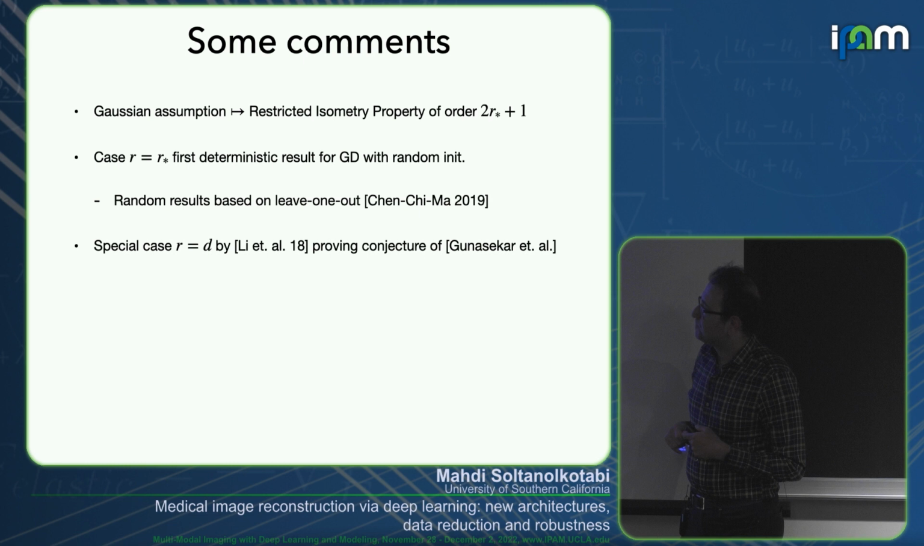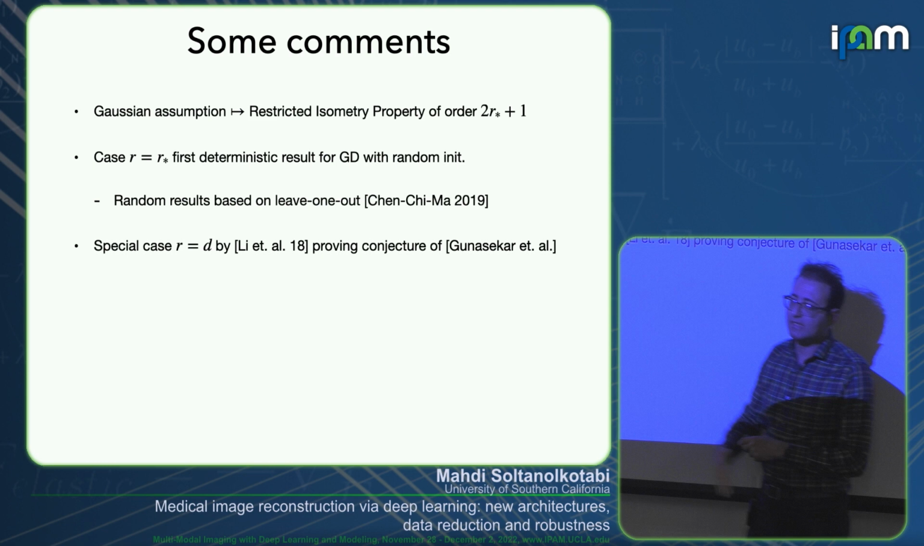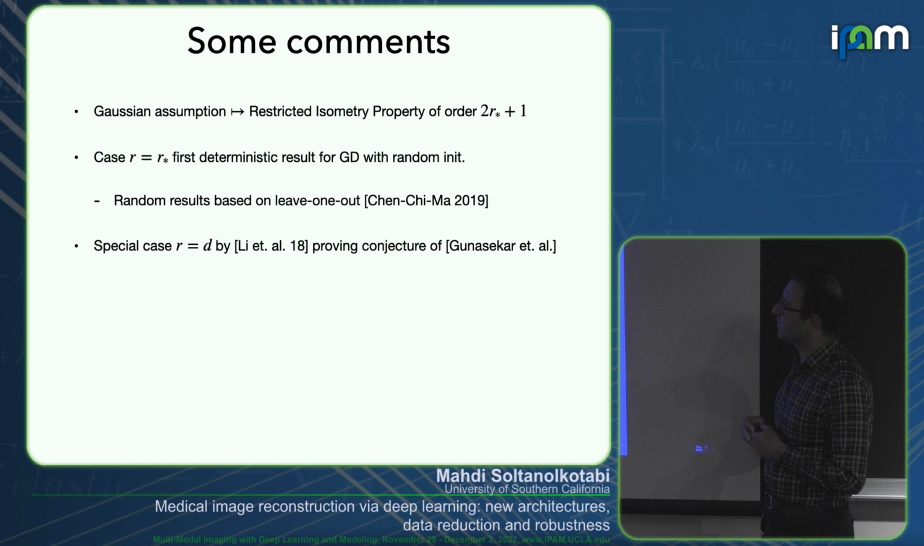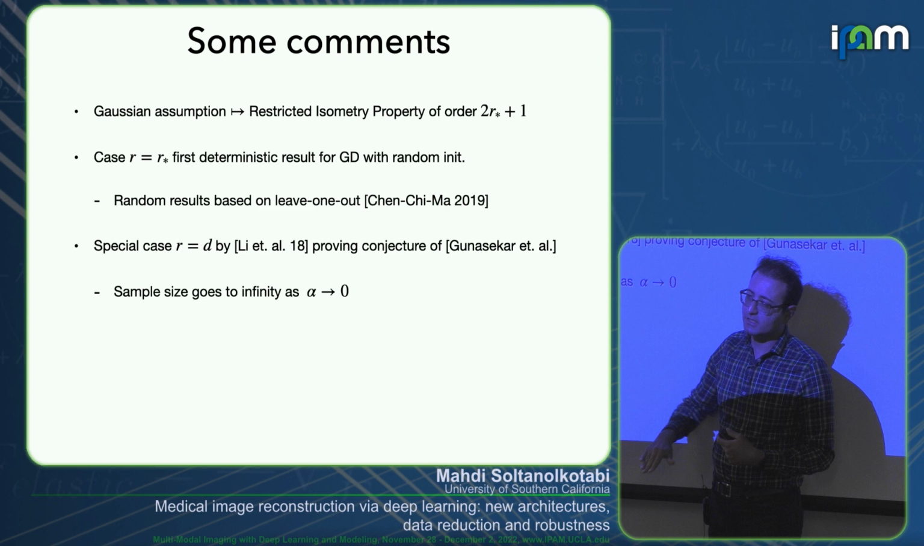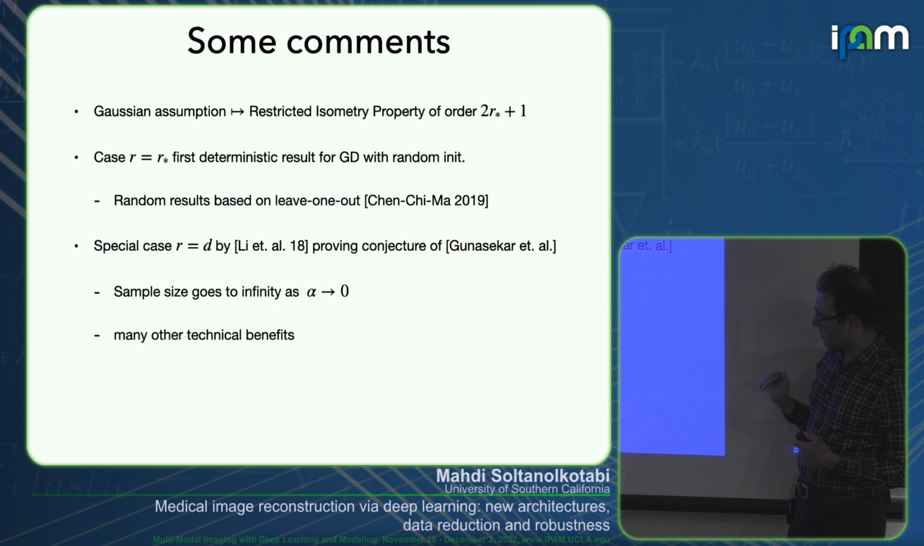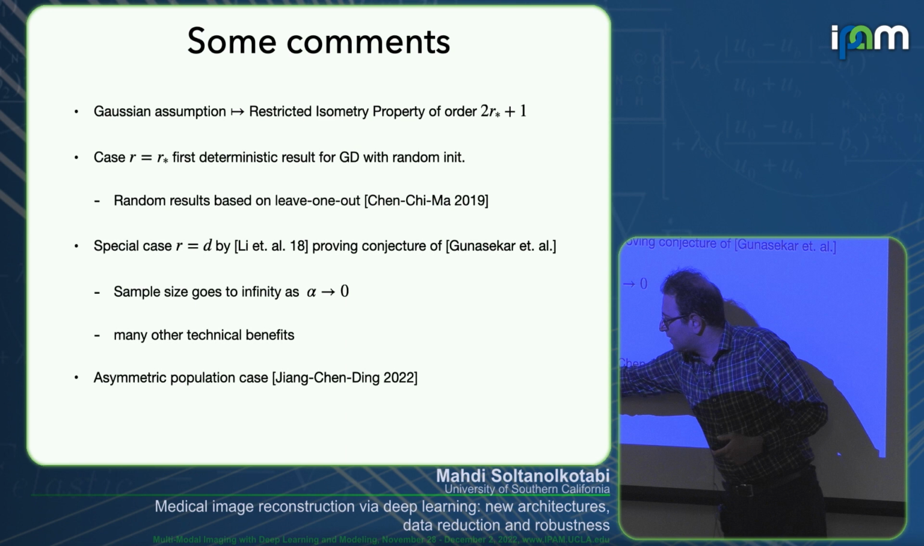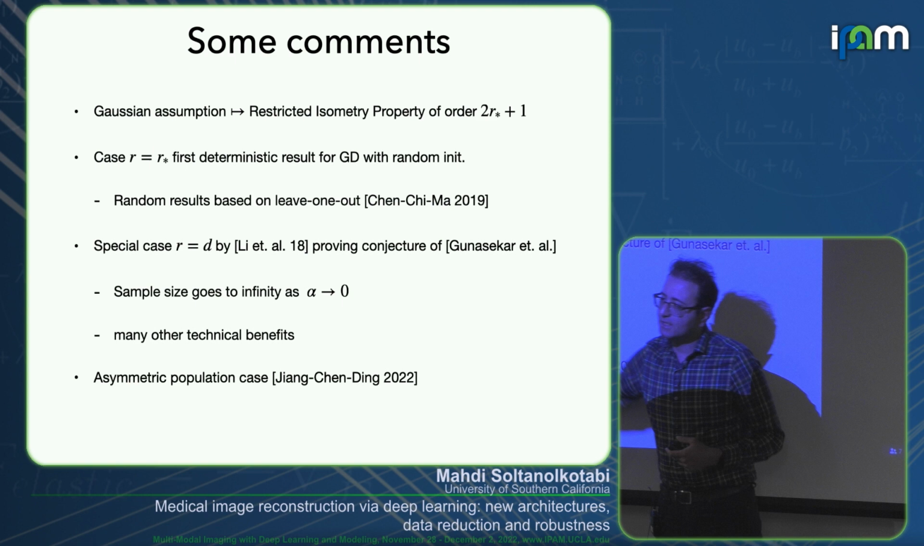The other special case, which is interesting, is when R is equal to D. This is heavy overparametrization. This was actually a best paper award at COLT a few years ago. But there are a lot of technical differences in this case. In particular, this result requires sample complexity to go to infinity as you let the initialization scale go to zero, whereas R is fixed. And finally, because this is an asymmetric result, there are other technical benefits compared to this. There is also an interesting result by Jiang, Chen and Ding in the population case, in the asymmetric case, but not so much in this undersampled scenario.